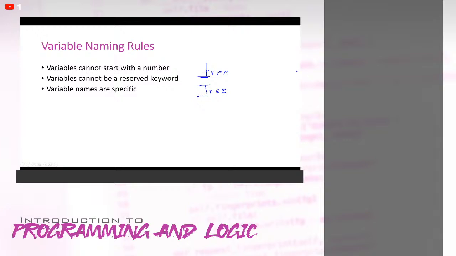Like if I declared a variable and assigned it a value and I said tree equals 7, and later on in my program I'm going to try to refer to that variable as capital T tree, my program interpreter is going to pitch a fit. It's going to say, I don't know this word. This is completely foreign to me. This was not declared anywhere. I don't know what this is. Because they're two entirely different terms. So that's another thing that we want to keep in mind. So these are our basic variable naming rules.